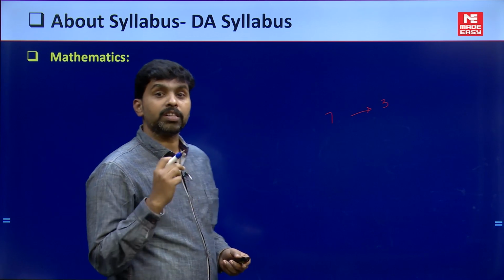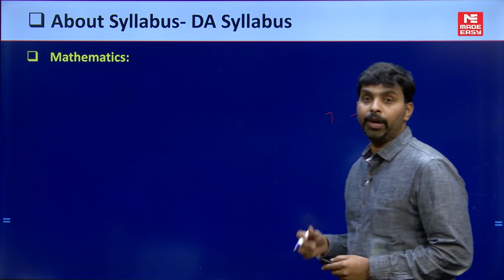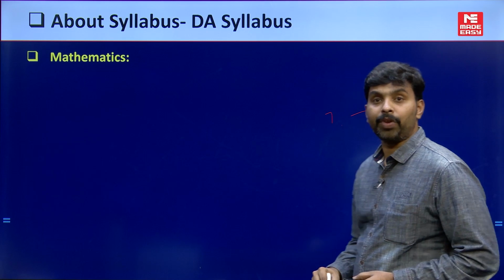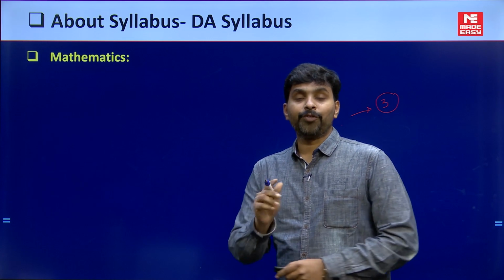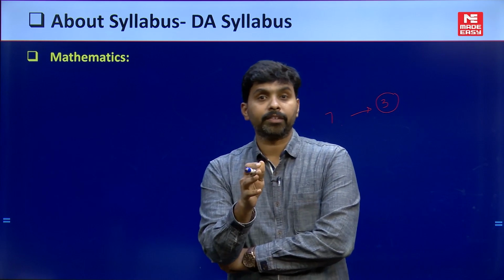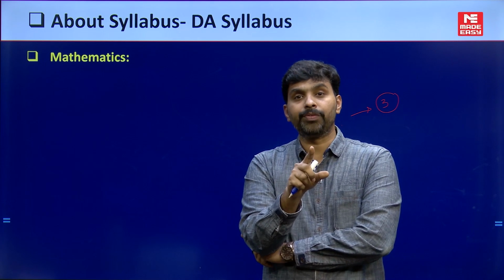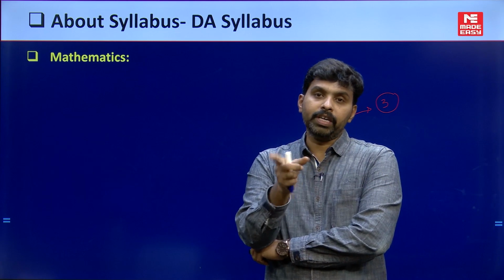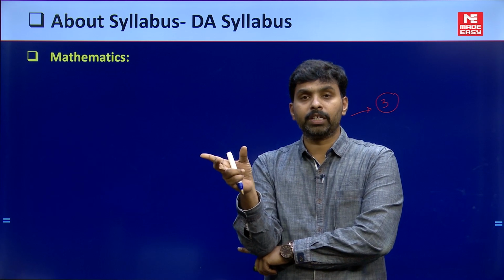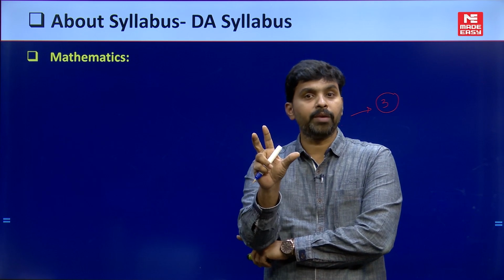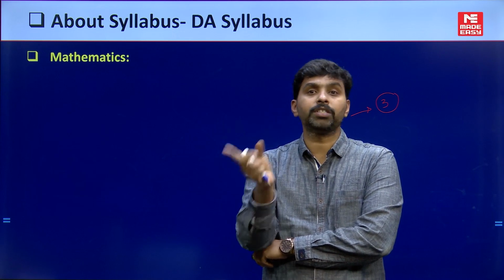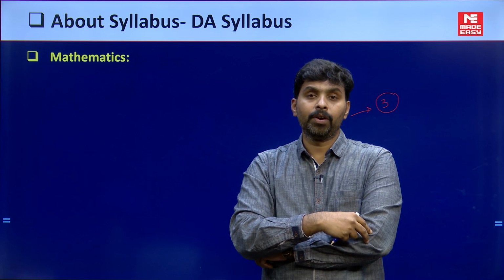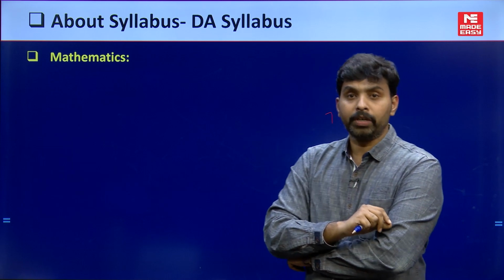Now what are the topics you need to study and what is the syllabus for these 3 topics from the mathematics side? First of all I want to tell you one thing. What is the difference between DA mathematics and other engineering mathematics? The titles are the same, but the inner syllabus is different. The inner syllabus is a little bit extra for the DA paper. That I am going to tell you.